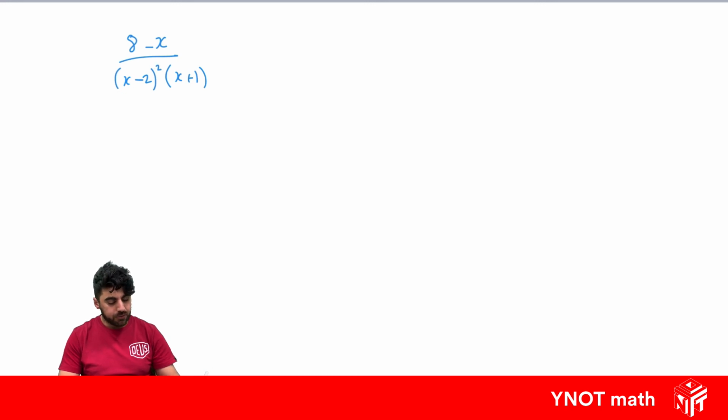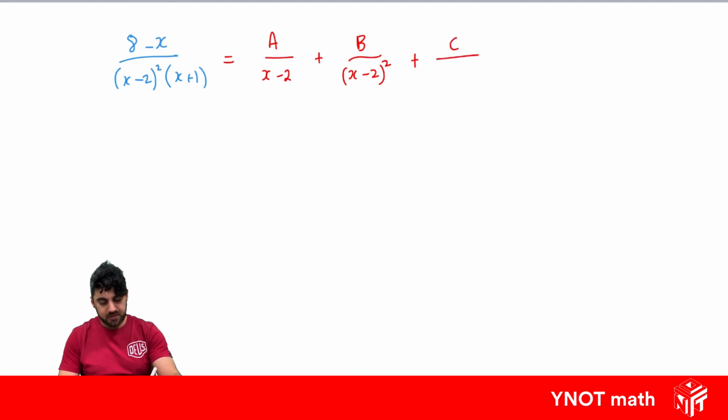If we have this situation, the way we're going to break down our partial fractions is we're going to have a over the factor itself, x minus 2, plus b over x minus 2 squared. So we're building up towards our factors. If we had x minus 2 cubed, we'd need another term, but we don't. Plus c over our other factor, x plus 1.